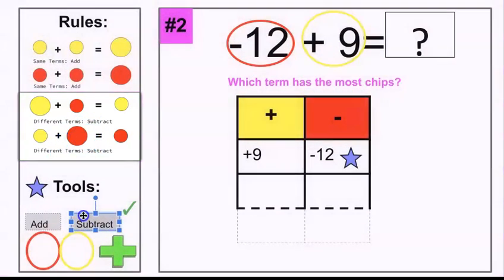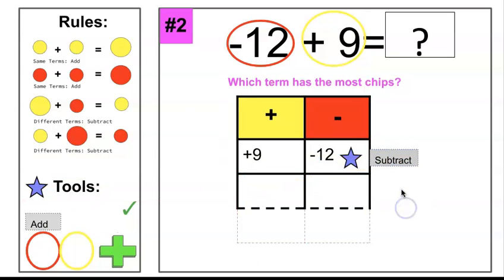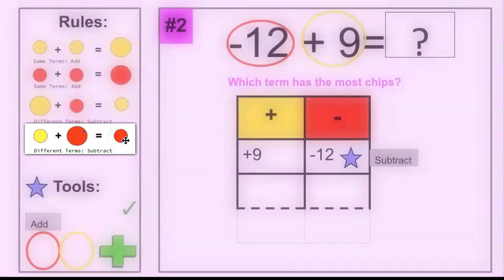We're going to subtract. So we're going to go ahead and get our subtract sign and make sure that we place it so we remember to subtract. Now, since negative 12 has the most chips, our answer is going to be negative. Let's look back to our rules. We have a small yellow, small positive number, and a large negative number. So yes, our answer is going to be negative.